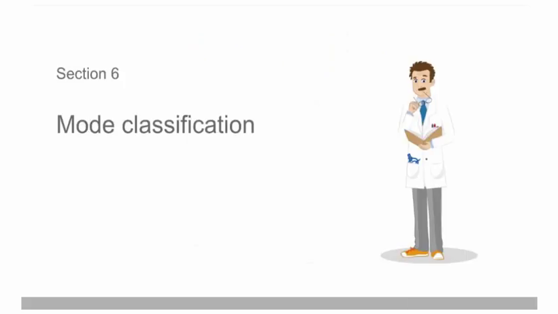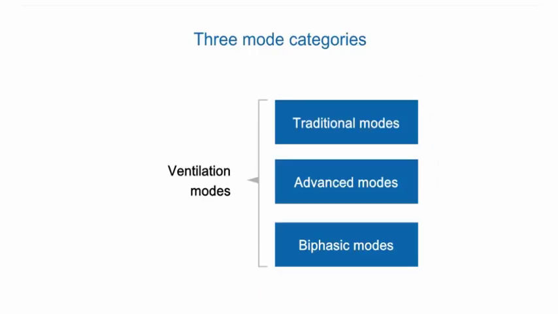Mode classification. All IPPV modes can be roughly split into 3 categories: traditional modes, advanced modes, biphasic modes. We will explain traditional and advanced modes in this section, and describe biphasic modes later.